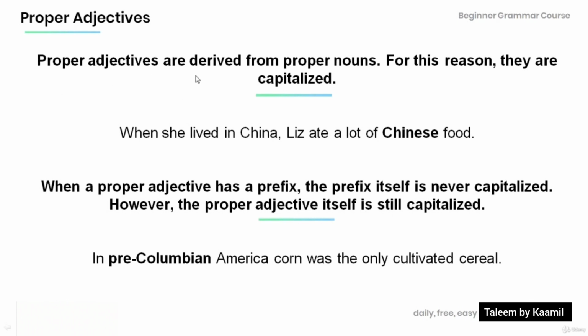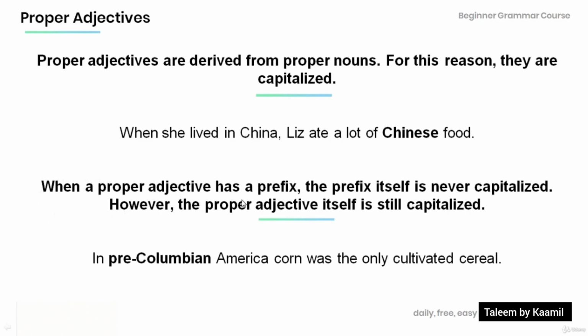Note that proper adjectives are derived from proper nouns, and so they are capitalized. Have a look at the example below. When she lived in China, Liz ate a lot of Chinese food. Note that the proper adjective Chinese is capitalized, and it's derived from the proper noun China.